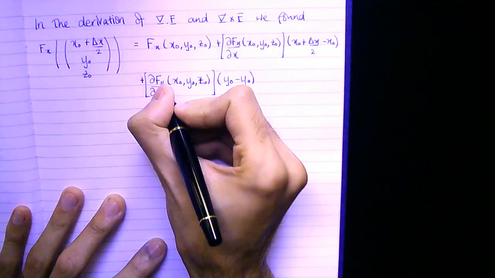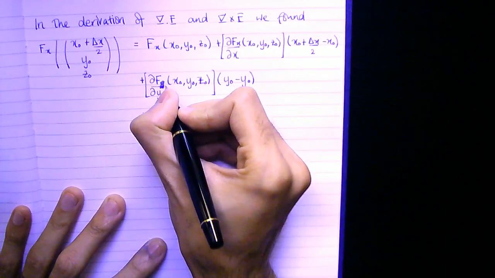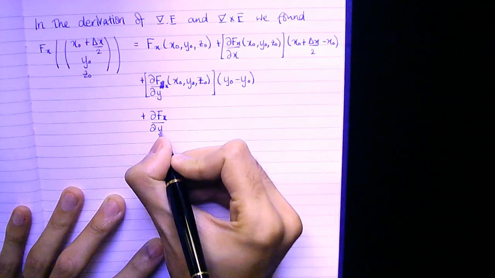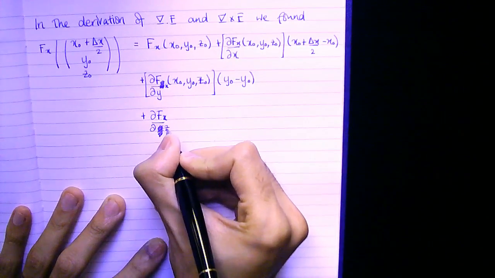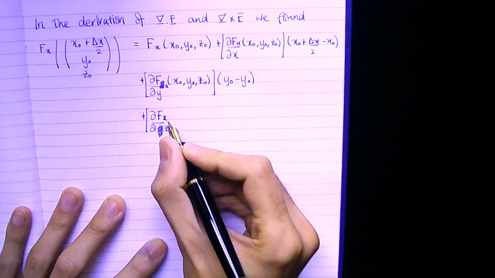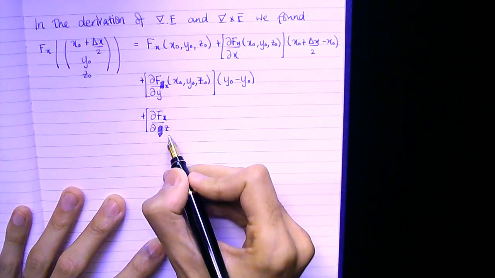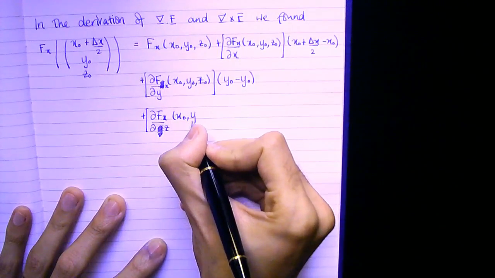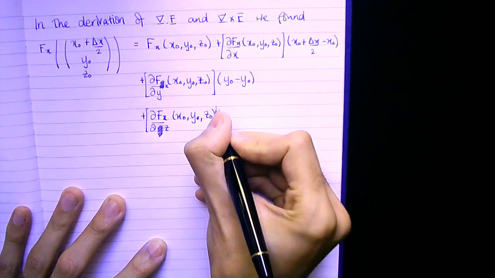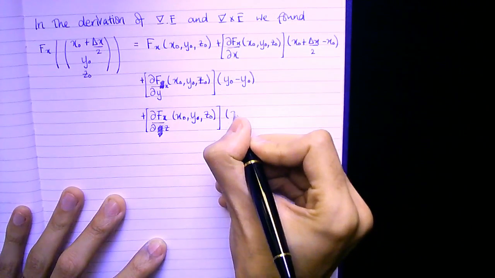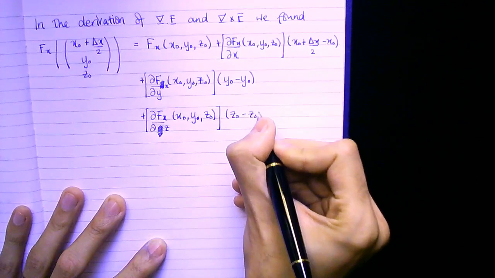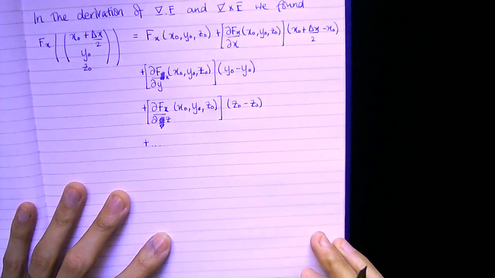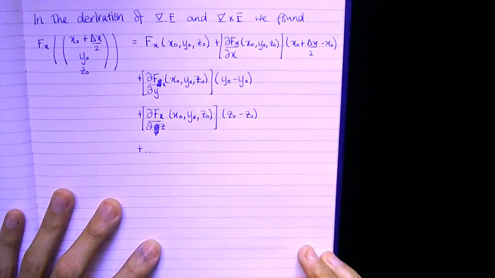Oh, this shouldn't say y here. That should have been an x. Partially differentiate, oh, that should be a z. Oh gosh. Okay. So the x component of the vector field partially differentiated with respect to z. And then I'll have z0 minus z0. And then I have higher order terms which I'm not interested in. I'm only interested in the first linear approximation.